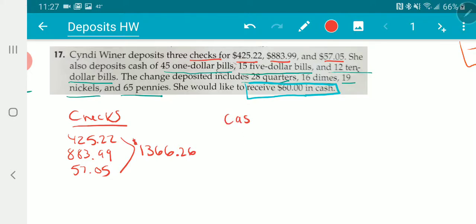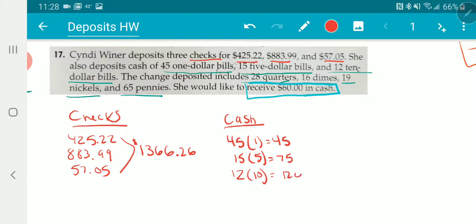Now for the cash, there's quite a bit here to keep track of, so just take your time as you're going through. 45 $1 bills. Now you might already know that that's $45, but I'll write it like that. Then I had 15 $5 bills. So 15 times 5 is $75 there. Then I had 12 $10 bills, which comes out to $120. And then we continue with 28 quarters. Quarters being represented by 0.25. That comes out to $7.